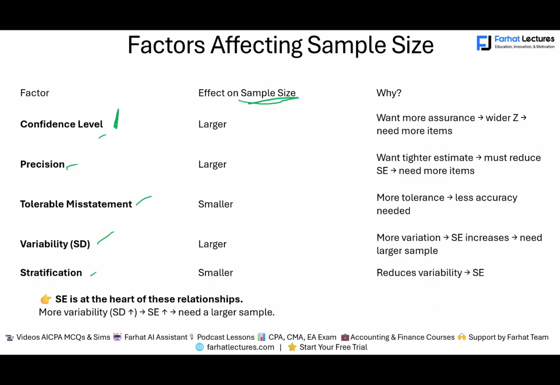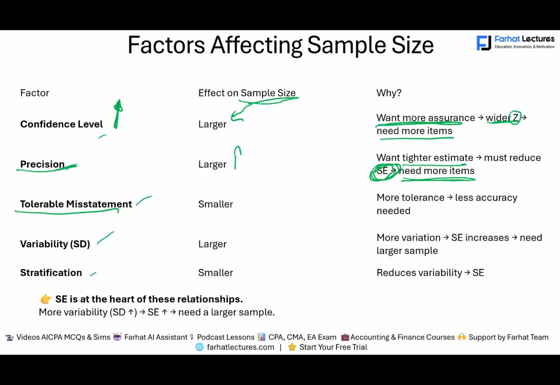If we want more confidence, if you want to be more confident, you have to do more work. You have to select a larger sample. Why? Because if you want more assurance, wider is the Z, you need more items to make sure. If you want to be more confident, do more work. If you want to be prepared for the CPA exam, you do more work. It's as simple as that. More work, more assurance. Precision, how accurate you want to be. The more accurate you want to be, the larger the sample size. If you want a tighter estimate, you must reduce the standard error. You need more items. This is how it affects the sample size.